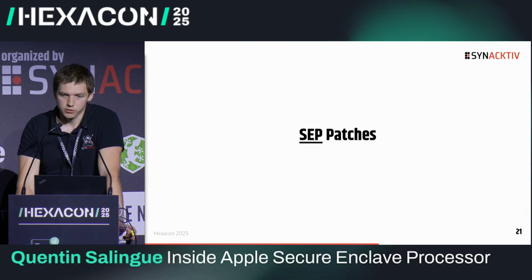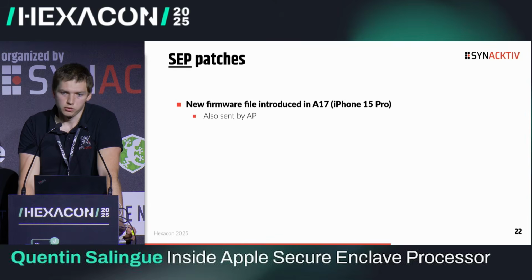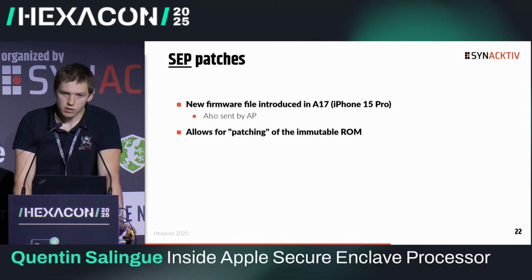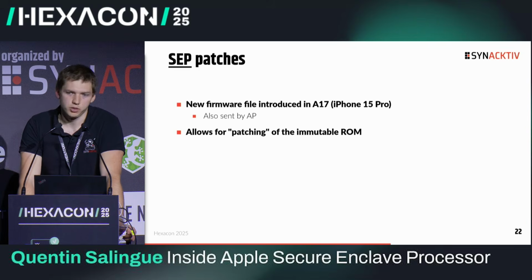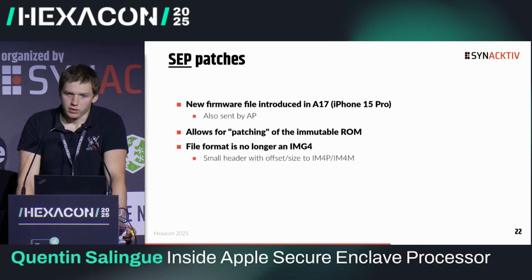Now into specific stuff from the CEP, which is CEP patches. It's a new firmware file that was introduced in A17, so the iPhone 15 Pro. It's also sent by the AP. It will allow for patching of the immutable ROM, because as I said at the start, if you have a vulnerability in your ROM, you can't patch it, so you are left vulnerable for eternity.